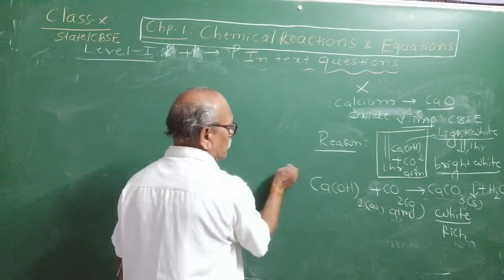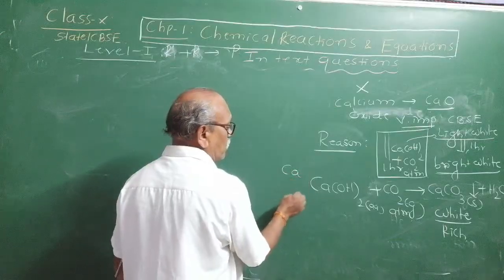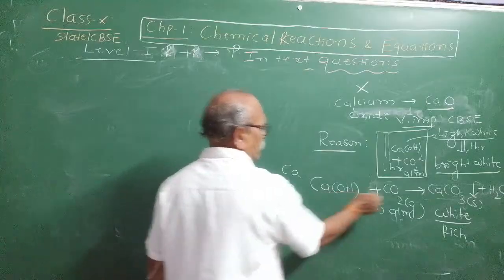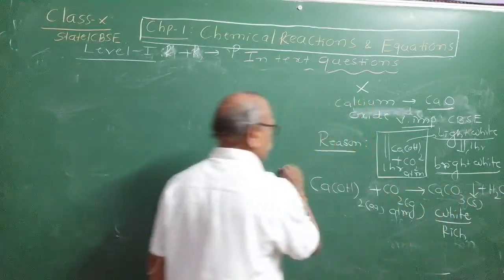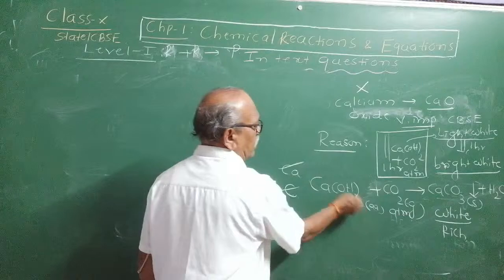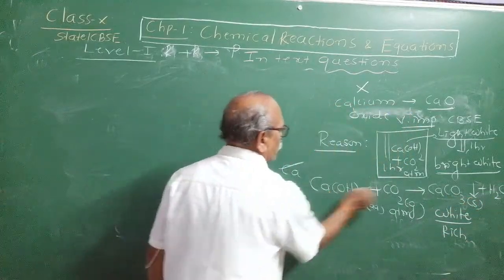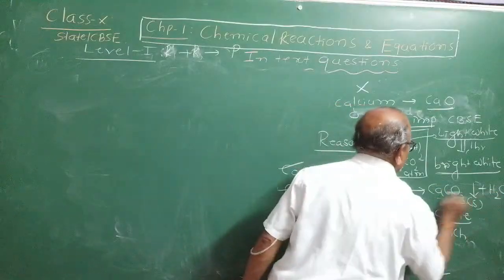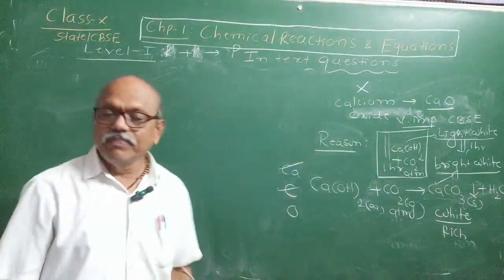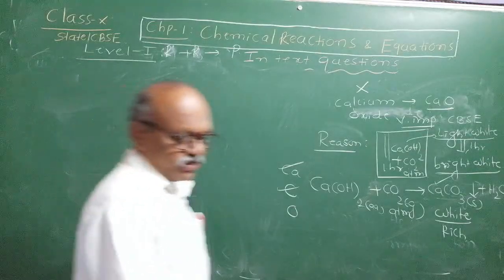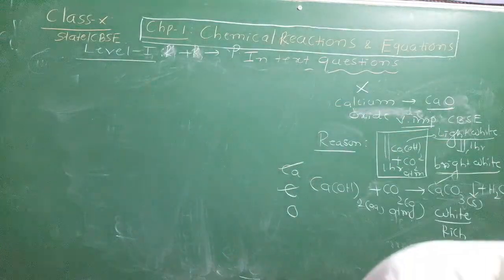Balance the equation: calcium, one atom. Then carbon, one atom, balanced. Then hydrogen, 2, balanced. How many oxygen atoms? 2 plus 2 is 4, 3 plus 1 is 4, and the equation is balanced. I hope you understood this reaction. That is the first question.